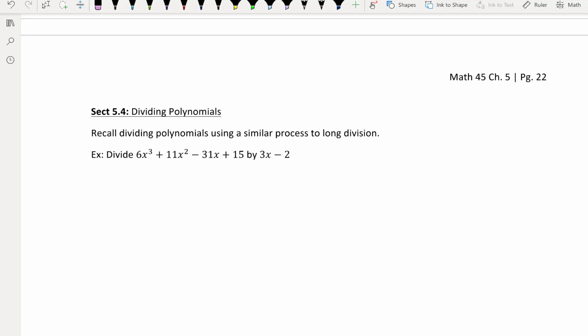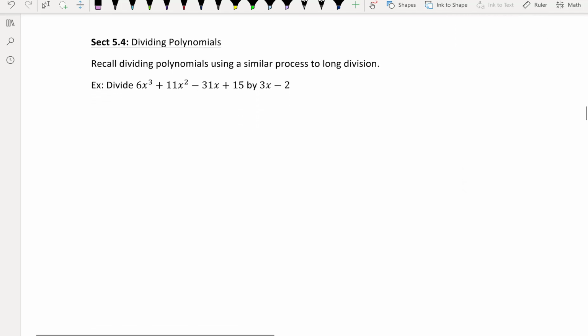We're going to continue Chapter 5 on page 22. So Section 5.4 is all about dividing polynomials. Dividing polynomials is very similar to long division. So we want to divide this polynomial by 3x minus 2.